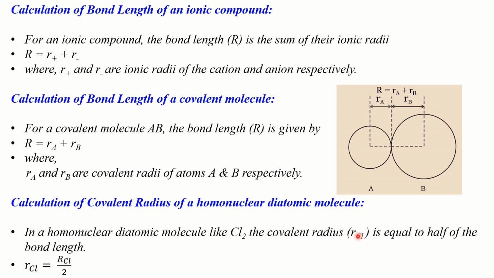Okay, small r subscript Cl represents the covalent radius of a chlorine atom belonging to a chlorine molecule, and the bond length of the chlorine molecule is given by capital R Cl. So the covalent radius of a chlorine atom belonging to a chlorine molecule is taken as half of the bond length of the chlorine molecule. This is how you calculate the covalent radius of a diatomic molecule like chlorine.